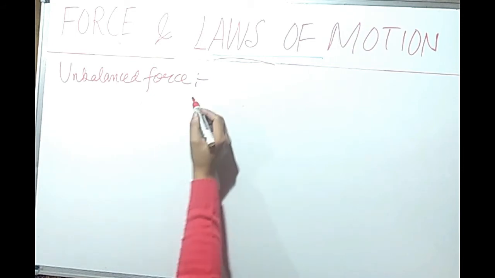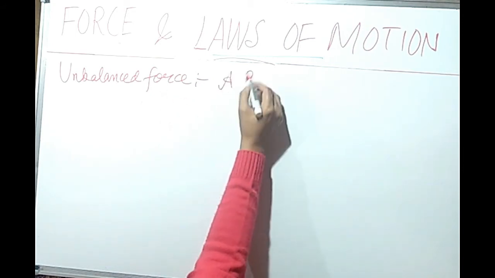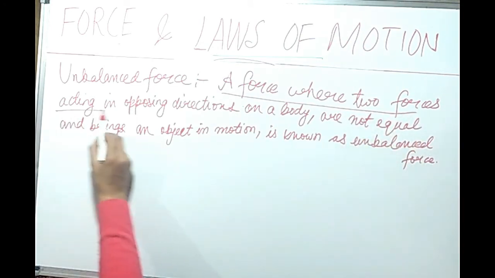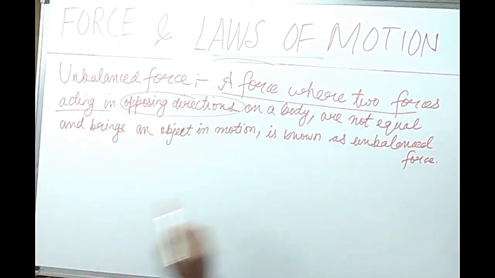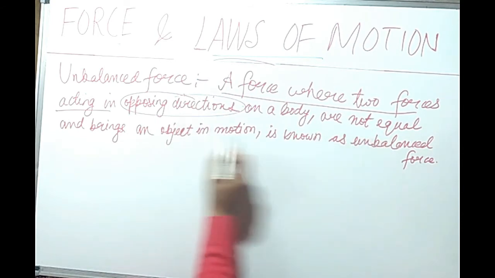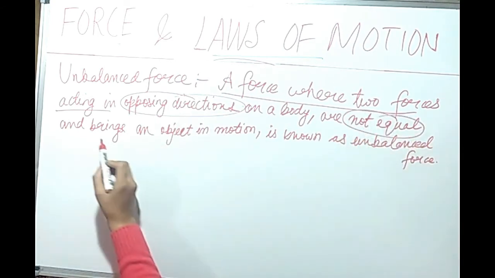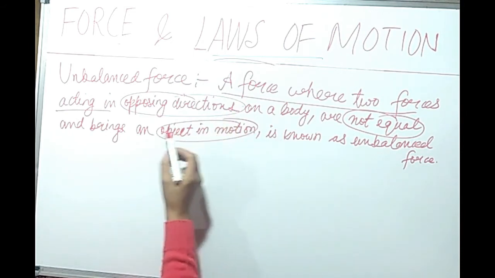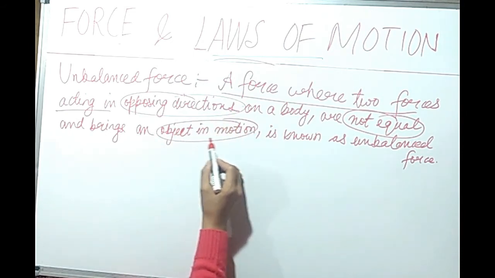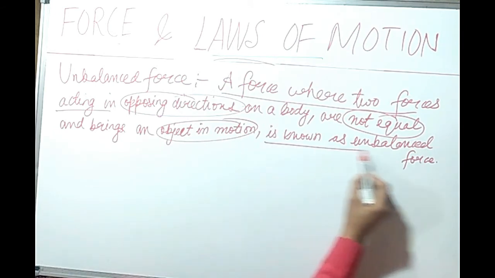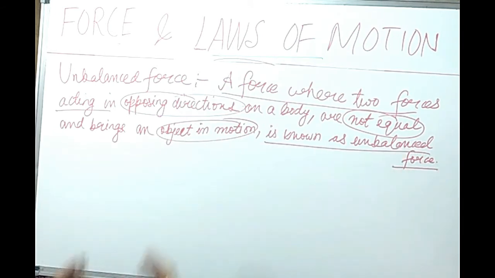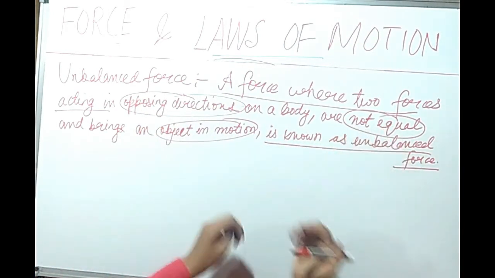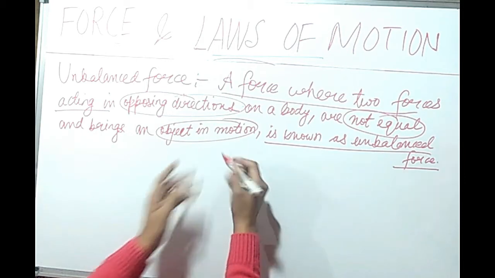And the definition of unbalanced force is a force where two forces acting in opposing directions on a body are not equal, and brings an object in motion. What is the observation? What is the result? That the object has been brought in motion. That force is known as unbalanced force. You have to remember that forces are acting in opposing directions and they are not equal, and the outcome is that the object has been in motion.